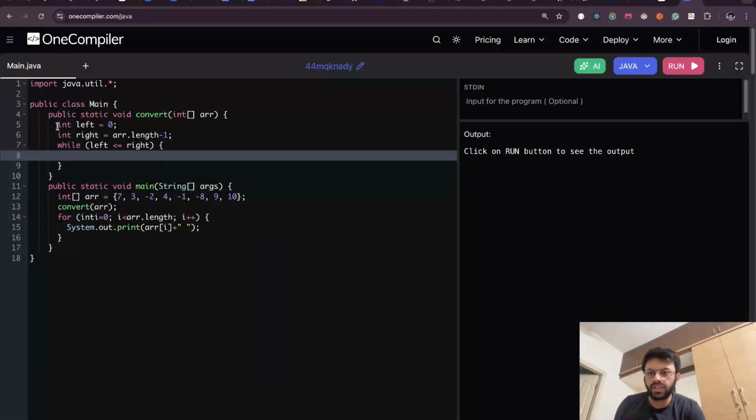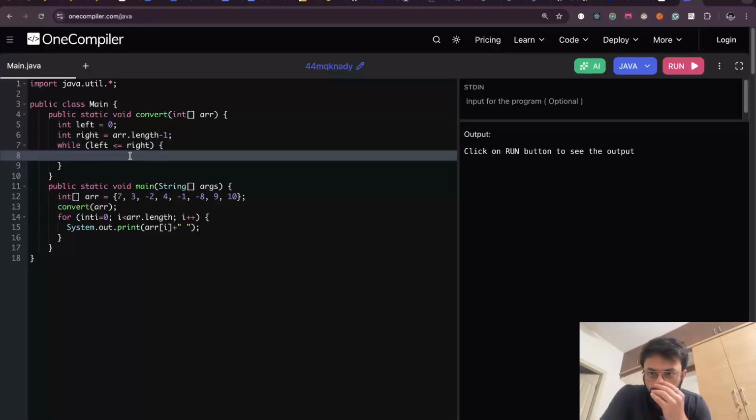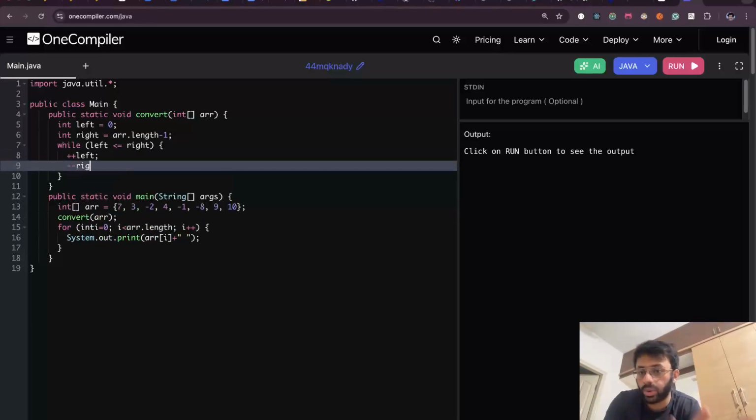This is a typical structure of a function that uses the two-pointer method to solve for an array. While left is less than or equal to right, that means the two pointers have not overlapped each other. I will keep moving the left to the right by doing left plus plus, and I'll keep moving the right to the left by doing right minus minus.